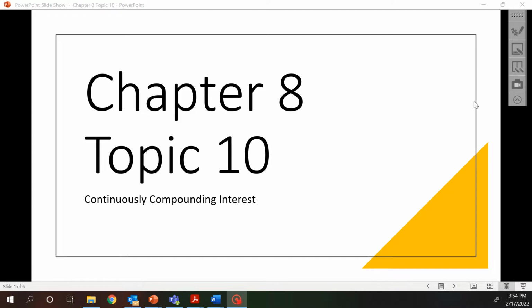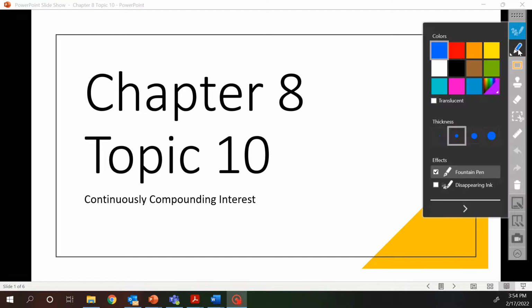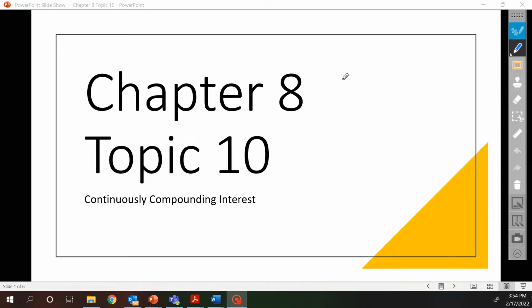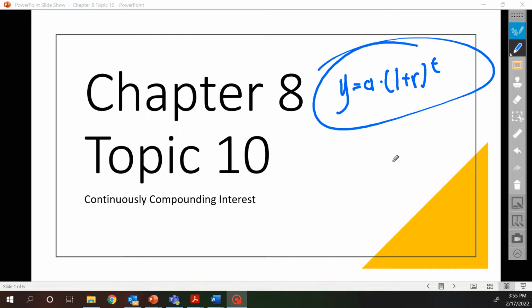Today we're looking at continuously compounding interest. This is a variation of the standard exponential growth formula. Y is equal to a times 1 plus r to the t power. The problem with this formula is that it describes growth as it occurs once at one period in time. For instance, if you substituted a number in here for the years, like 10 years, it only calculates the growth one time over that entire 10-year period, which is an issue because most growth doesn't happen just one time.